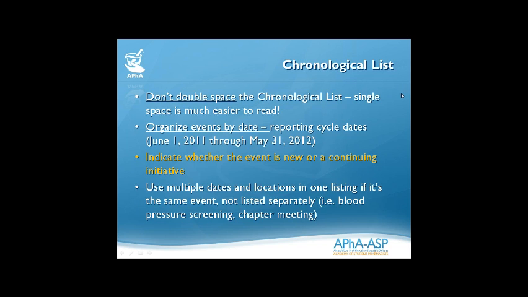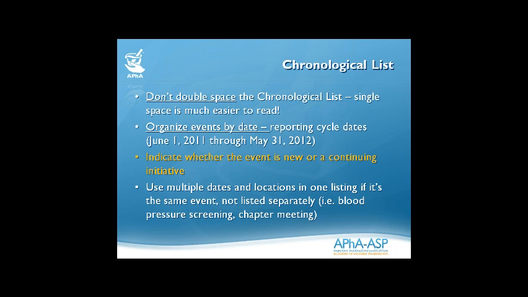So the chronological list, a few things that we want to point out. Please don't double space the chronological list. I know as students, it's our instinct to double space things, but we really would prefer that it's single spaced. It's just hard to read and to keep up with things when you're double spacing, and we can only really get one, maybe 1.5 events per page. It makes the chronological list really long and really daunting for the Awards Committee.